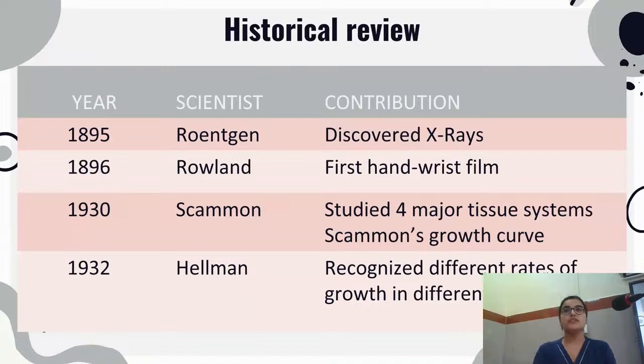First we'll see the historical review of the skeletal maturity indicators. In the year 1895, Roentgen discovered X-rays. In the year 1896, Roland was the first one to give. In the year 1930, Scammon studied four major tissue systems and gave Scammon's growth curve. In the year 1932, Hellman was among the first to recognize that different rates of growth occur in different parts of the body.